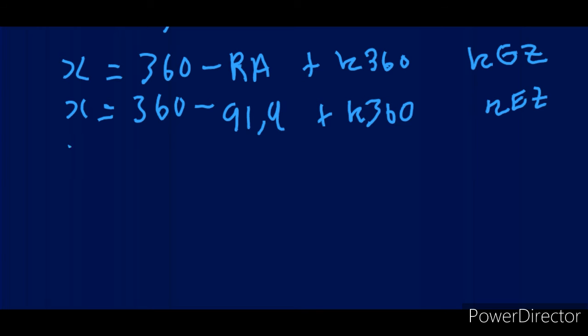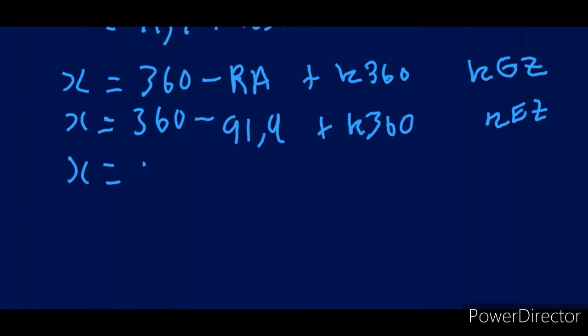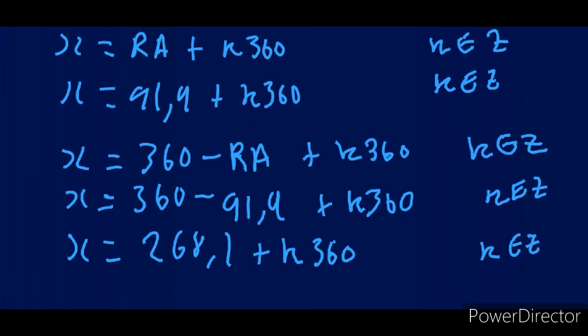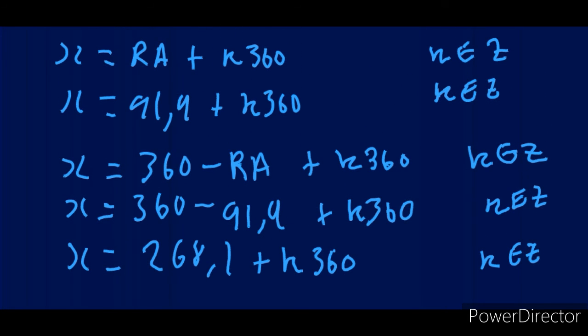So from here, we're going to have x is equals to 268.1 plus k360. So that is what we have. K is an element of integers. And there we have it, our second equation. So because the question just says find general solutions, we stop here.